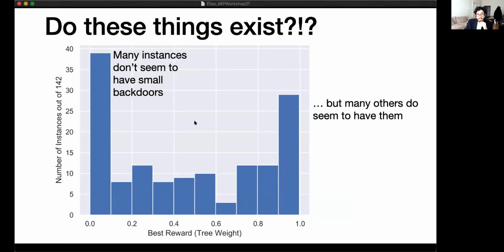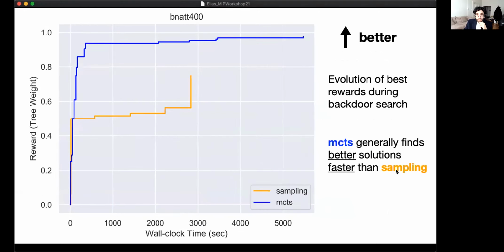So here what you're looking at is a histogram of these backdoor weights. 1 means it's a backdoor, 0 means it's very bad. And you can see it's kind of bimodal. There are many instances that don't seem to have small backdoors, but there are quite a few that have something in the 0.8 to 1 range, meaning you branch only on 8 variables and you almost solve the problem, even when it has a bazillion variables.